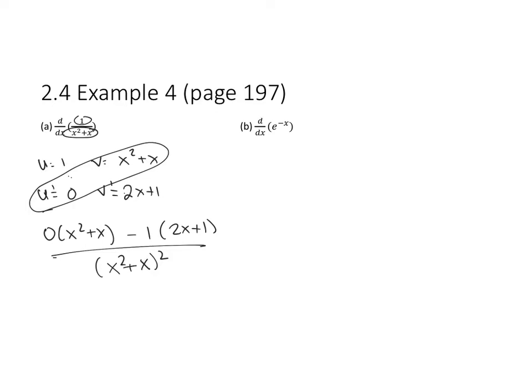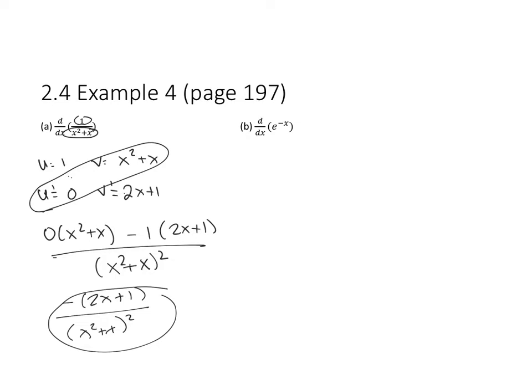And again, on the AP test, I could leave it just like this, but I think I can simplify it because 0 times something is pretty easy, and so is 1. So it'll be negative 2x plus 1 over x squared plus x squared.